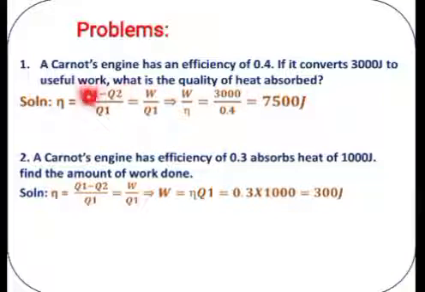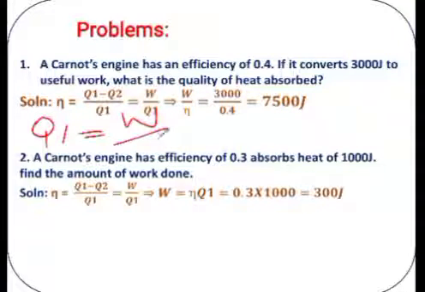Because q1 and q2 are unknown, instead of this we can write it like this also, W divided by q1. But we don't know what the q1 value is. So q1 is equal to W divided by eta. Eta means 0.4, W means 3000, right? After simplification we will get this answer, 7500 joule. That is the heat absorbed, Q1.